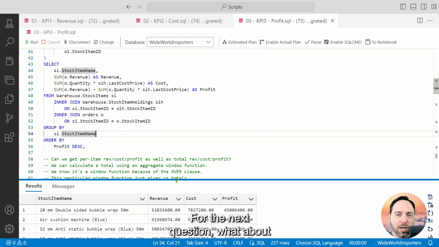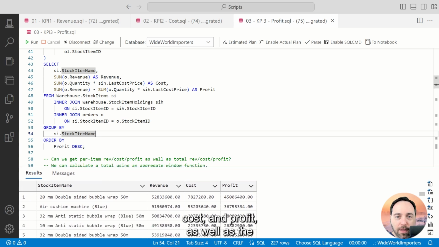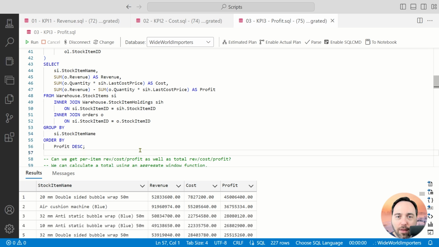For the next question, what if we want to see per item revenue, cost, and profit, as well as the total values for revenue, cost, and profit on each line? This is useful as a rough indicator of how much pull a single product has. In SQL, we have this notion of window functions. I'll probably put together a series on window functions in the future, but to give you a really brief overview of the idea, a window function's purpose is to look at a specific subset of data, that is, a window.